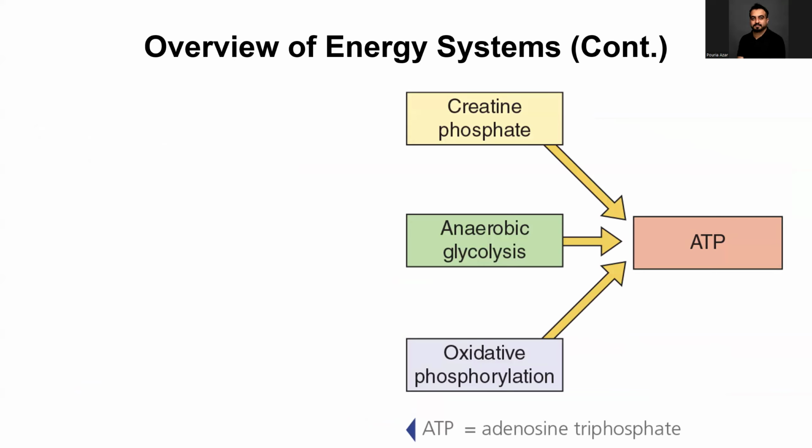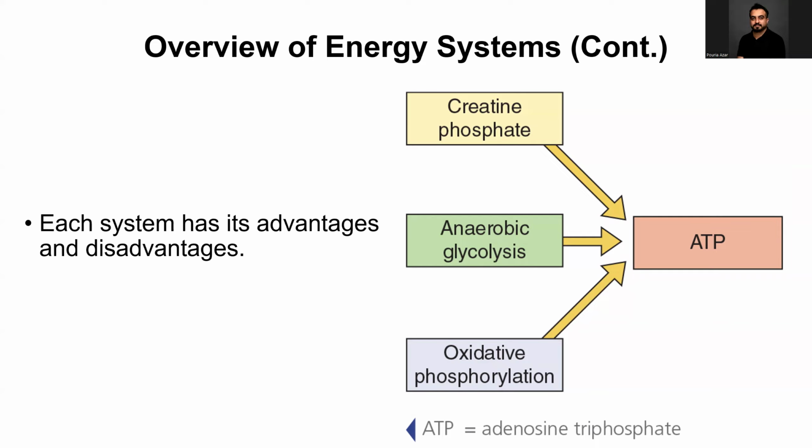We have three energy systems. As I said, there are other energy systems, but these are the main ones. We have creatine phosphate, anaerobic glycolysis, and oxidative phosphorylation. These energy systems result in the synthesis of or phosphorylation of ATP. And each system has its advantages and disadvantages.